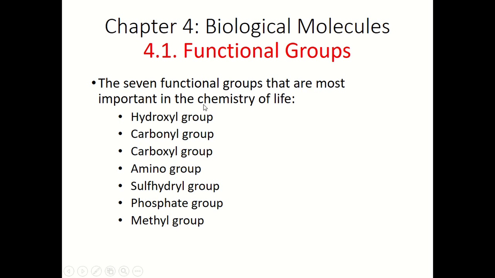So these are the 7 functional groups that are most important in life. First, we have the hydroxyl group. The second one is carbonyl. The third one is the carboxyl group. The fourth is the amino group, then the sulfhydryl group, the phosphate group, and last but not least, the methyl group.